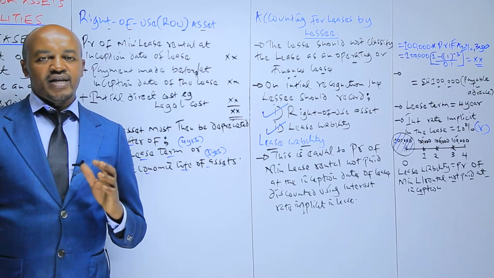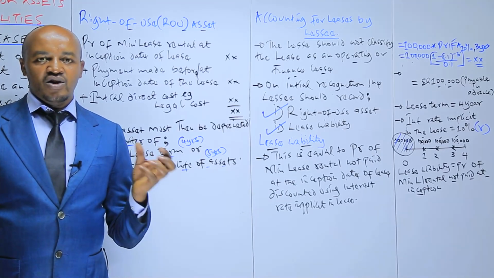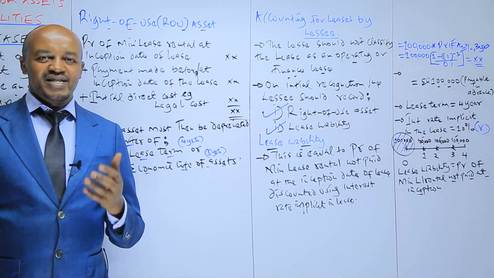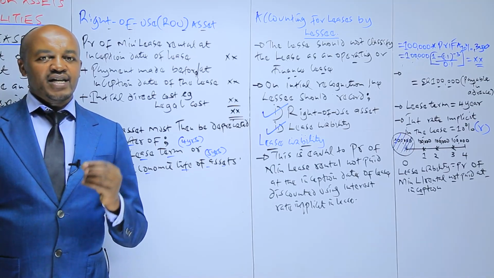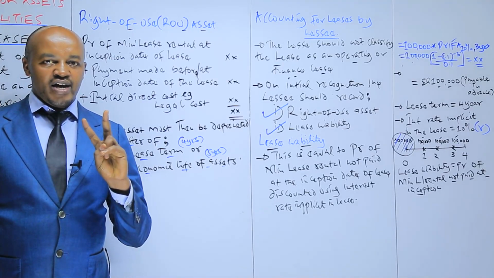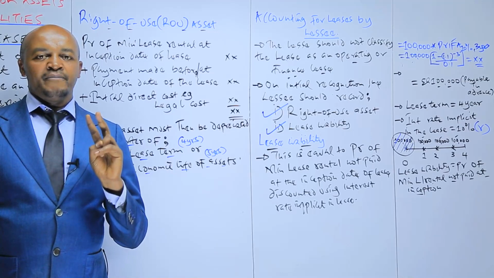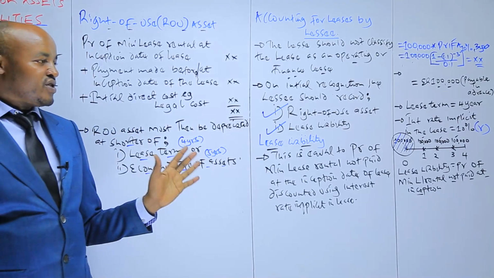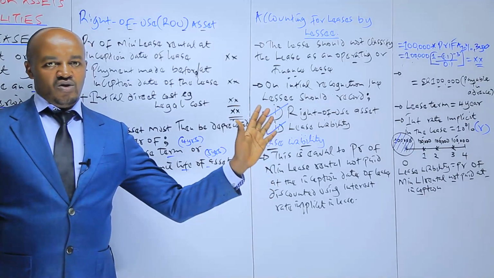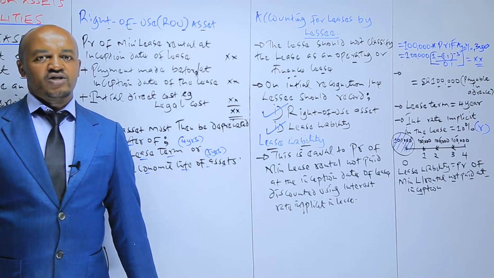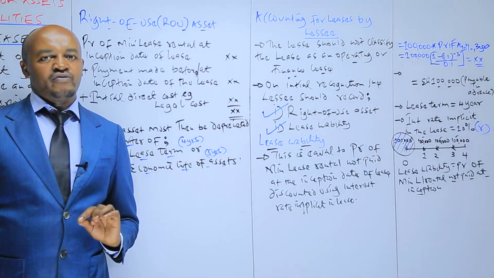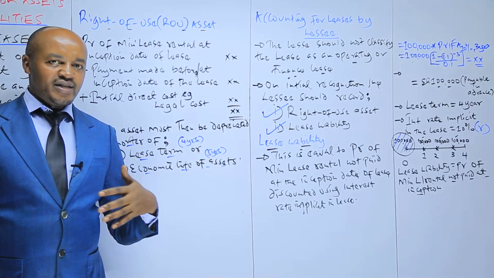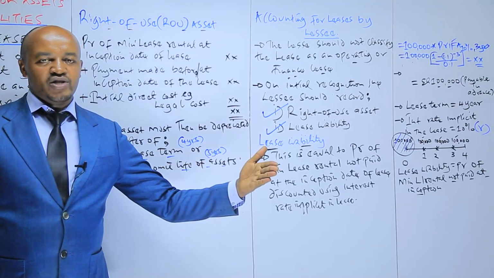This standard requires that at the inception date of the lease, once an entity, or basically a company, leases an asset from the owner, that company should recognize two items in the books of account. One is what we refer to as the lease liability, which you have said is equal to the present value of the minimum lease rentals not paid at the inception date of the lease. And then we have said that the lease liability should be amortized over the lease term.